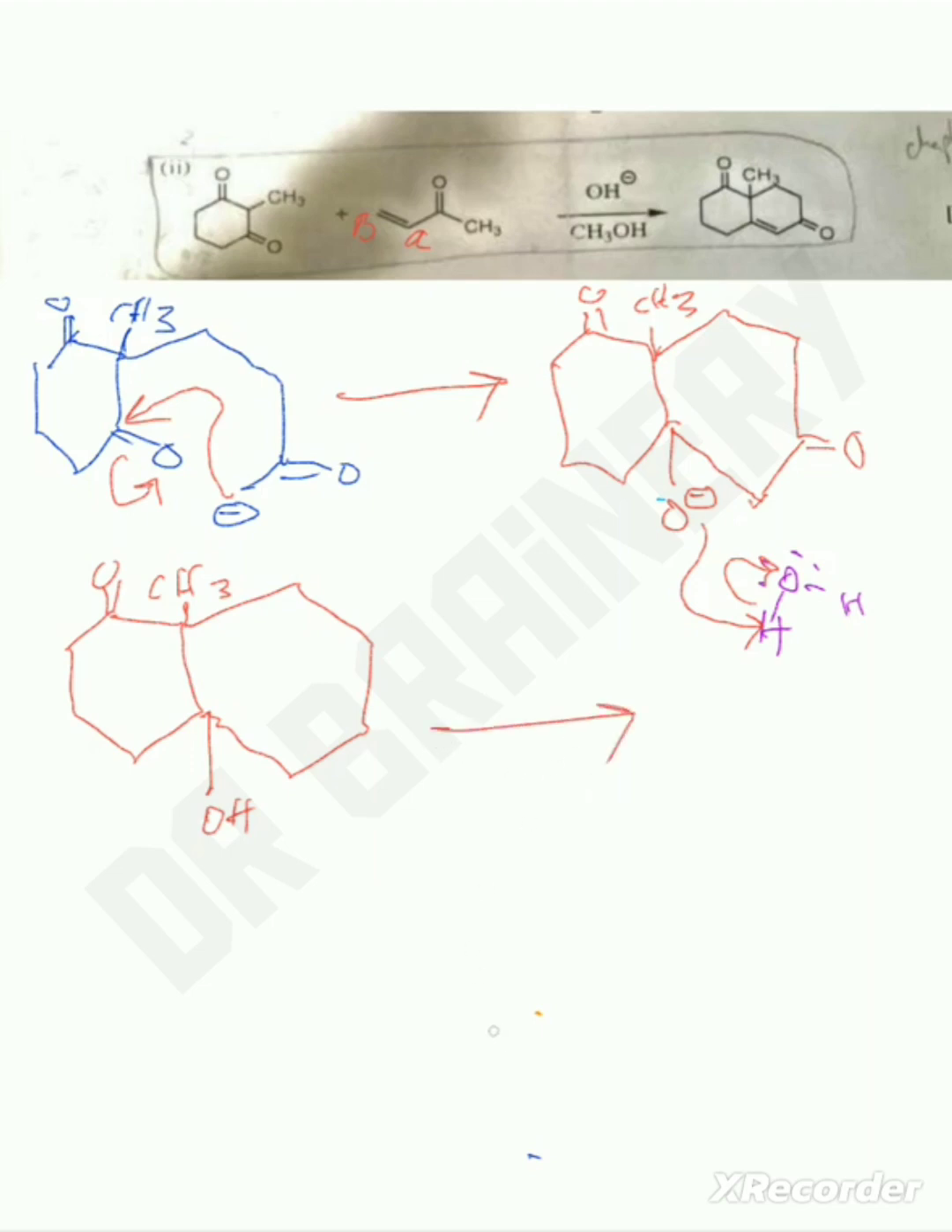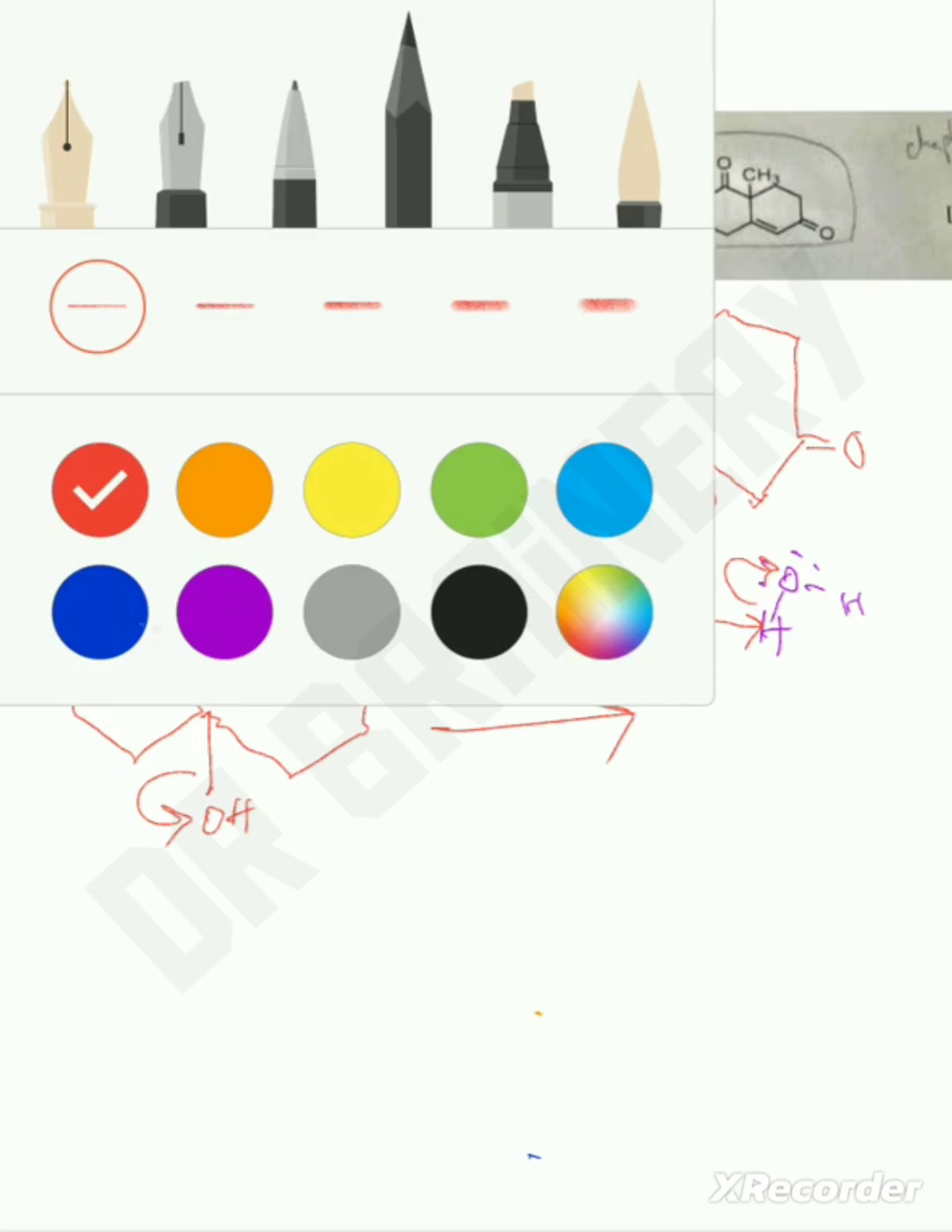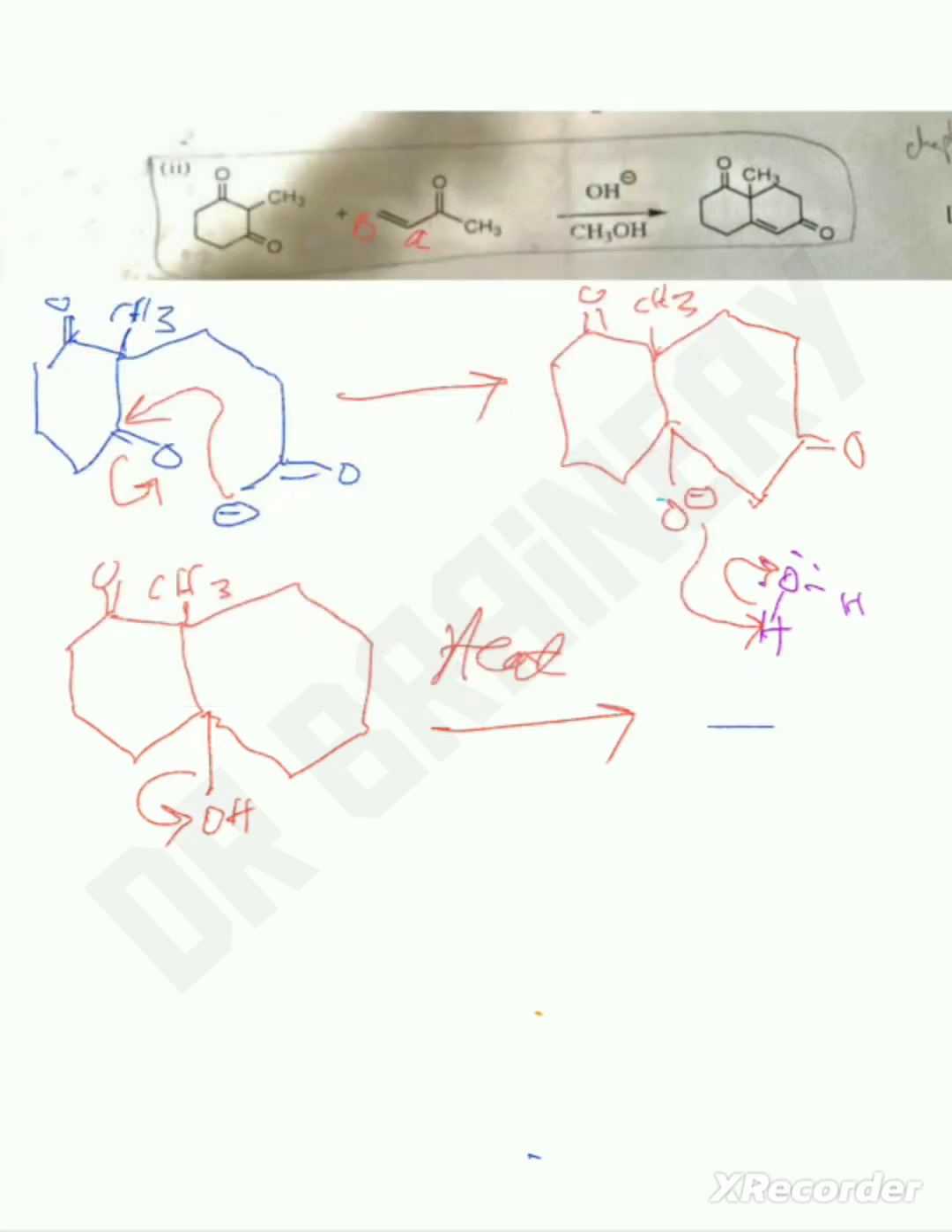So what will happen is that when I introduce more heat, it will leave on its own, because here it is a bad leaving group. I don't need to protonate it, but I'll just include heat so that this guy can move or can leave on its own. What am I going to have? I'm going to have something like this.